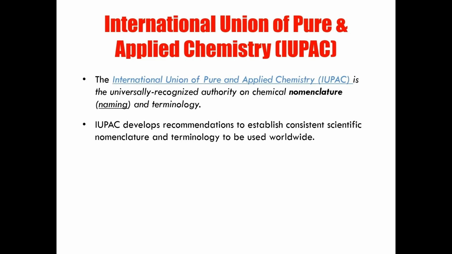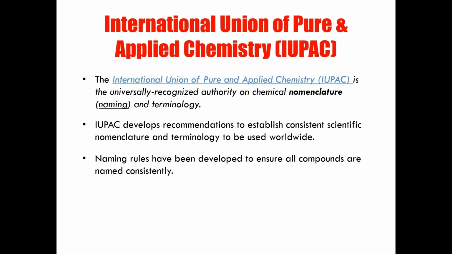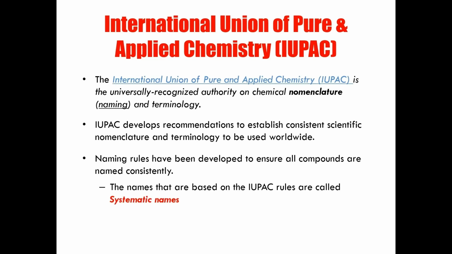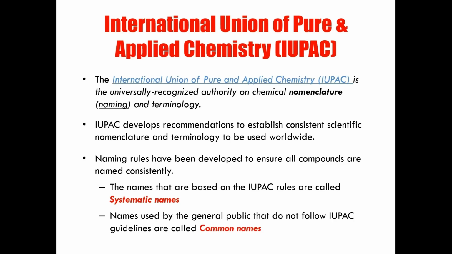IUPAC develops recommendations to establish consistent scientific nomenclature and terminology to be used worldwide. Naming rules have been developed to ensure all compounds are named consistently and, of course, every chemical formula written out identically. The names that are based on the IUPAC rules are called systematic names. Names used by the general public that do not follow IUPAC guidelines are called common names. We will be focusing on the systematic names of compounds, those outlined by IUPAC.